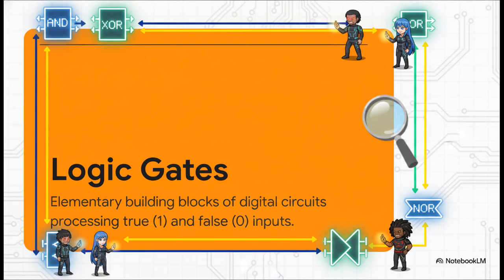Logic gates are the elementary building blocks of a digital circuit. Think of them as tiny, incredibly strict bouncers standing at the doors of the computer's processor. They take in inputs, usually 2 of them, evaluate them based on very strict rules of true and false, and then spit out exactly one output. And remember, in binary logic, a 1 is usually considered true and a 0 is considered false.